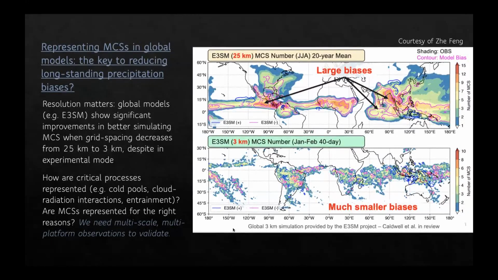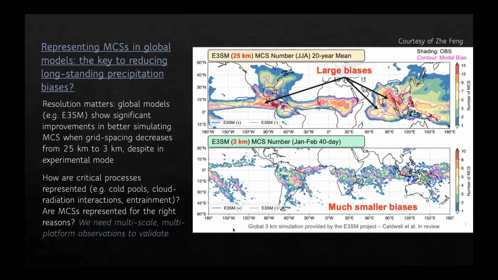And so if we start to understand the critical processes like cold pools, et cetera, that are responsible and really important for mesoscale convective system organization and lifetime, if we get those right in models, is this key to reducing longstanding precipitation biases?